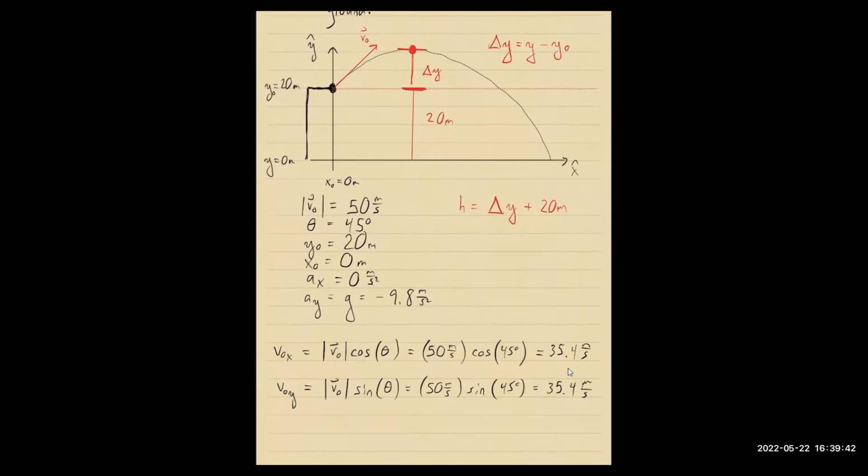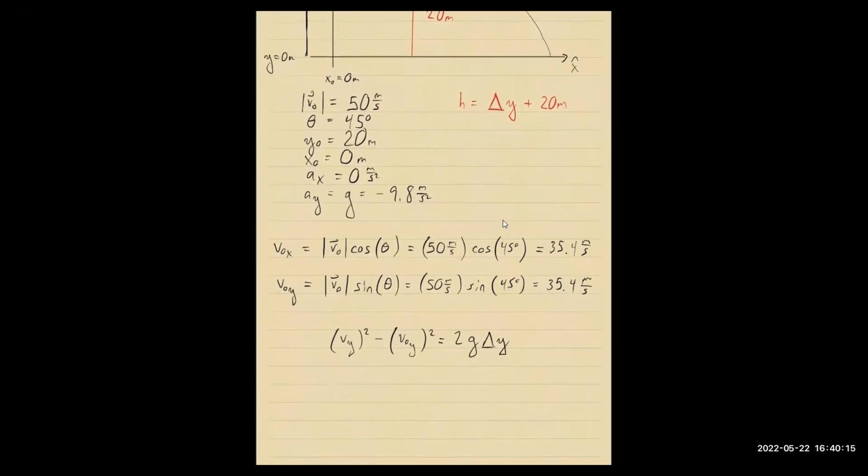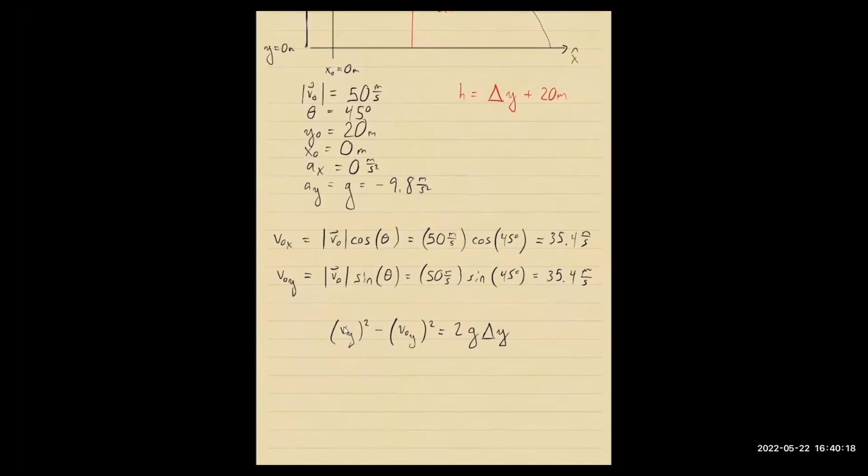Okay, now that we've found our components for our initial velocity vector, the next thing we need to do is decide how we're going to go about finding this displacement in the y direction at max height. So I'm going to use our fourth equation, the one that says that the final velocity in the y direction squared minus the initial velocity in the y direction squared is equal to 2 times the acceleration in the y direction times delta y. And if you guys remember, at max height, the velocity in the y direction is 0.